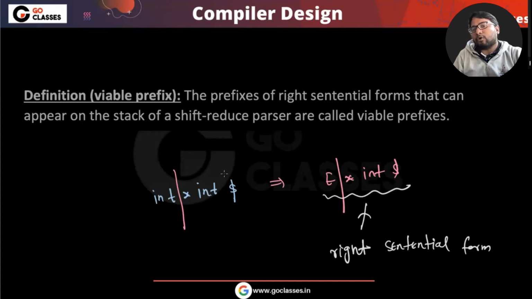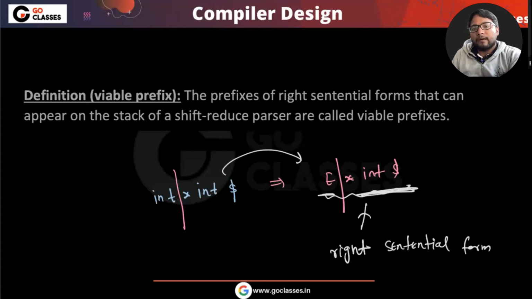Before this, what could have been the right sentential form? This, right? We will keep on doing this, the moment we know the handle. So stack content and the remaining input combined tell you the right sentential form. Is this okay to everyone? Let me know if that is okay.